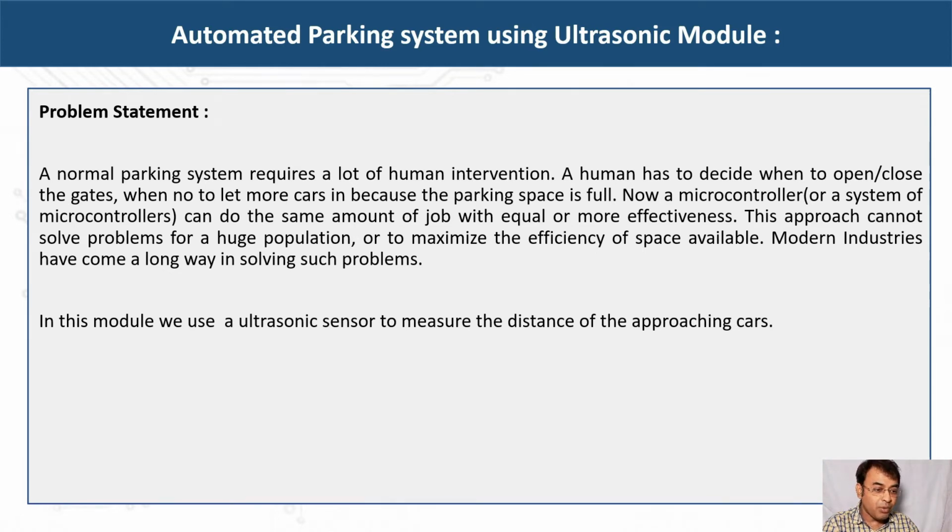Now a microcontroller or a system of microcontrollers can do the same amount of job with equal or more effectiveness. This approach cannot solve problems for a huge population or maximize the efficiency of space available. Modern industries have come a long way in solving such problems. In this module, we will use an ultrasonic sensor to measure the distance of the approaching cars.